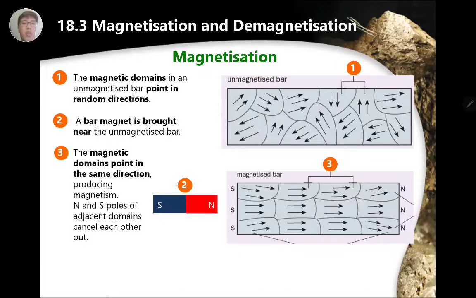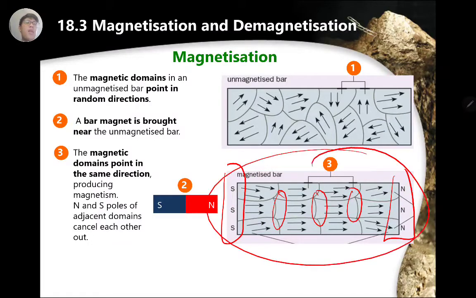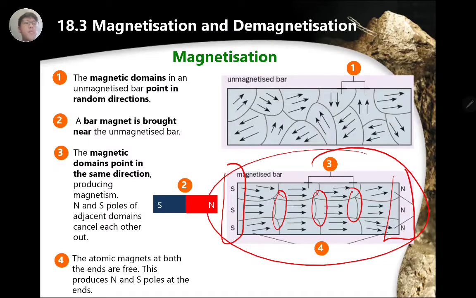So the magnetic domains point in the same direction, producing magnetism. North and south poles of adjacent domains cancel each other out. So basically these cancel each other, these cancel each other, these cancel each other out. So the main effect you're left with is this north and south pole of the whole bar magnet. The atomic magnets at both ends are free. This produces north and south poles at the ends, which is just what I was saying. Okay, not that important.